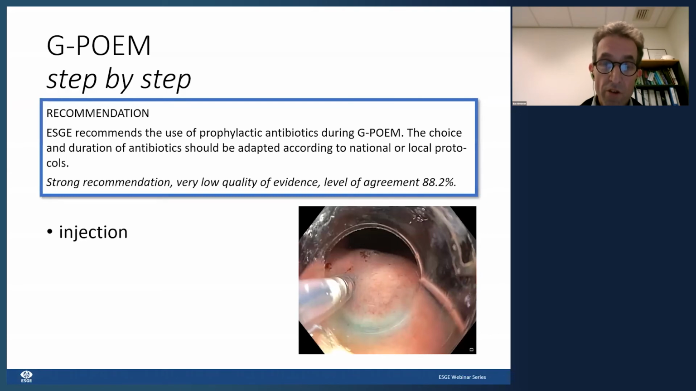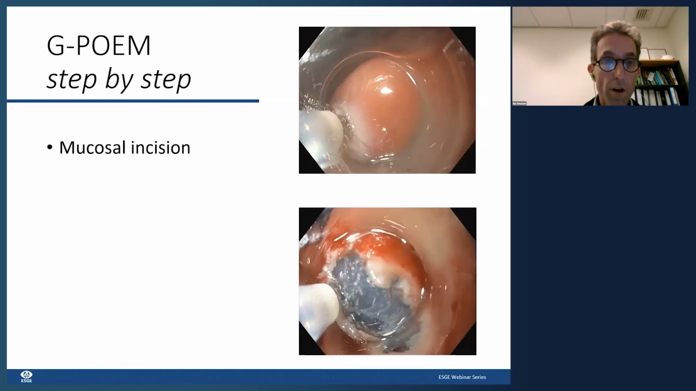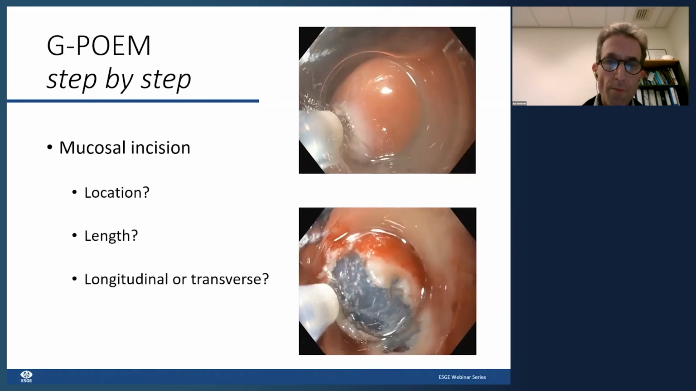The next step is the injection, creating a submucosal bleb. I do it with saline with a little bit of indigo carmine as a dye solution, and then the mucosal incision. The location could be anywhere in the antrum, basically, but it's easiest to perform it at the posterior side of the antrum or the greater curvature.